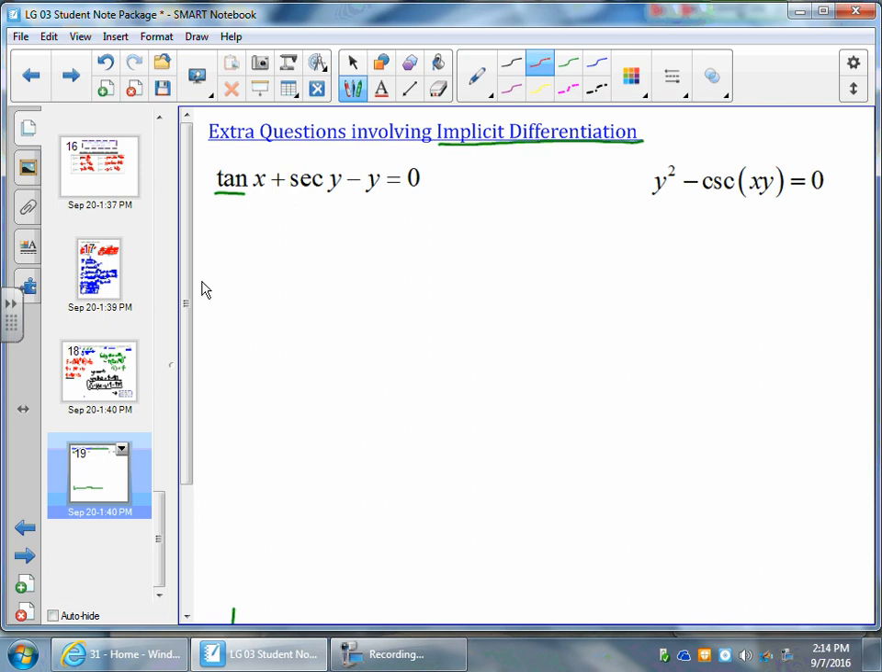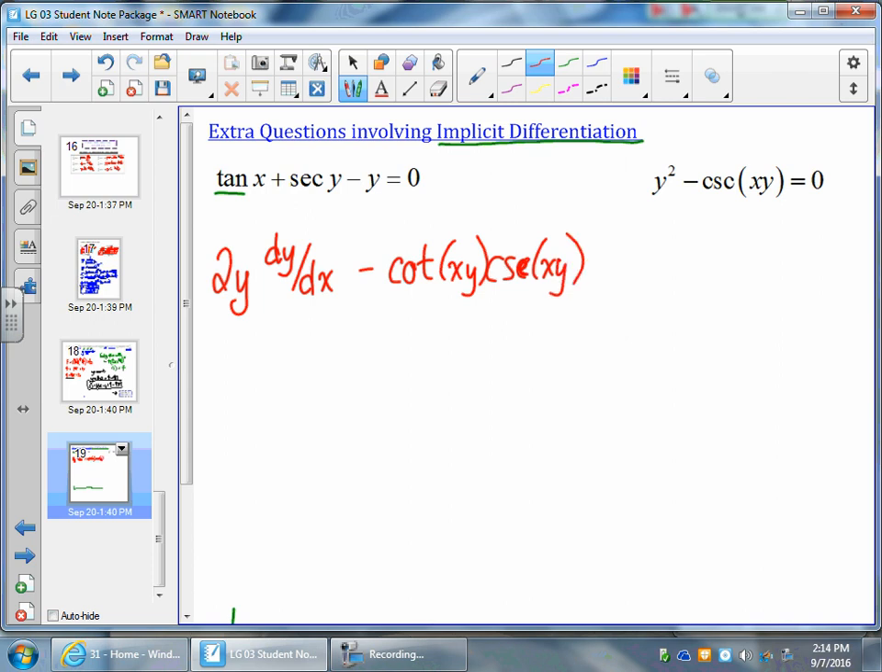All right, so I've got y squared minus cosecant xy is equal to 0. Let's take the derivative of this using our implicit differentiation. So first I've got 2y dy/dx. Remember, guys, please, every time you have a y in there, you need to include dy/dx. Minus the derivative of cosecant is negative cosecant cotangent, so cosecant xy, oops, sorry.